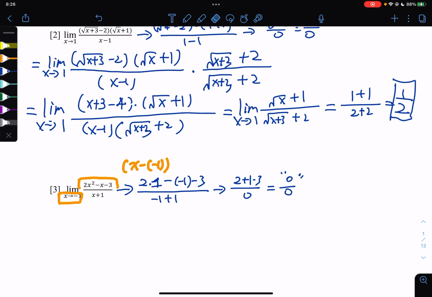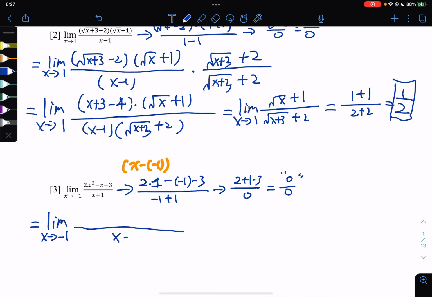Whatever makes your expression 0 when you do the replacing, then x minus that number must be a factor of the expression. Therefore, my problem can be phrased as limit x approaches negative 1. Nothing can be done on the denominator. The numerator must have x minus negative 1, hence x plus 1, as a factor. Then the only thing left for you to find is what's the other term after factoring.